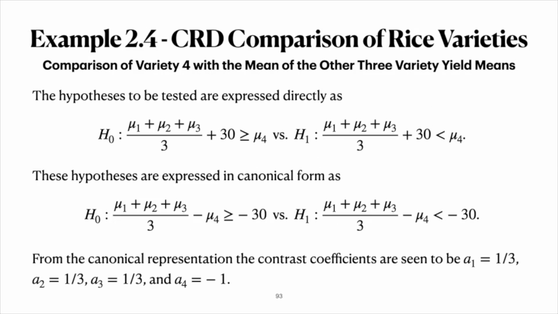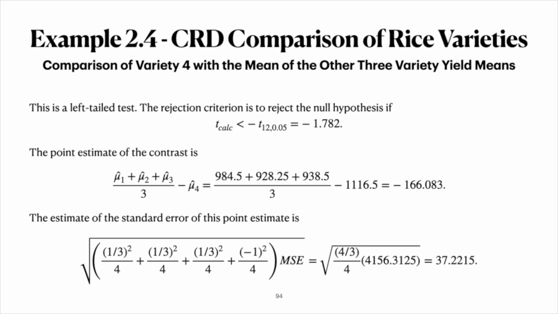Okay, and so this is the formula for the estimated standard error of the point estimator. And we see that that's equal to 37.2215.